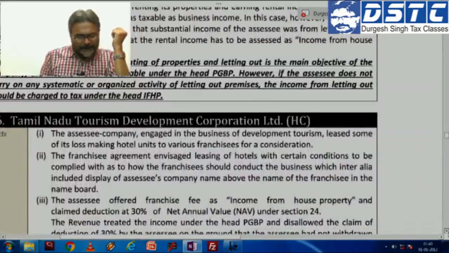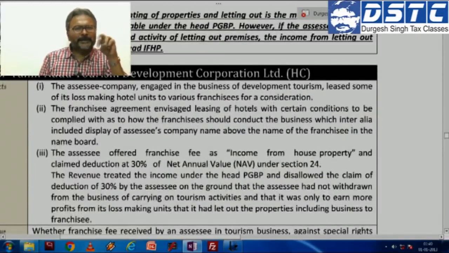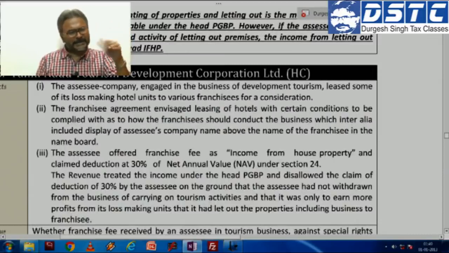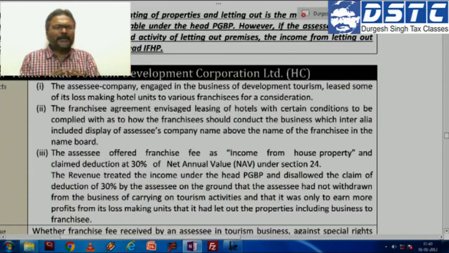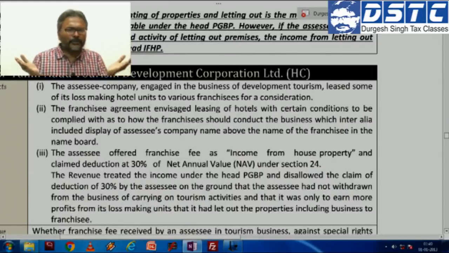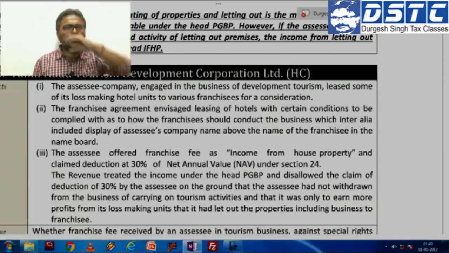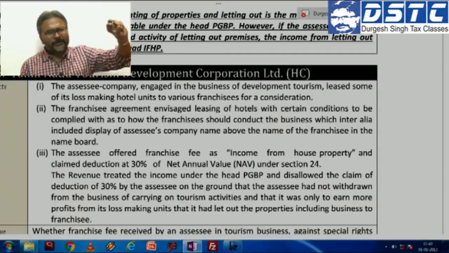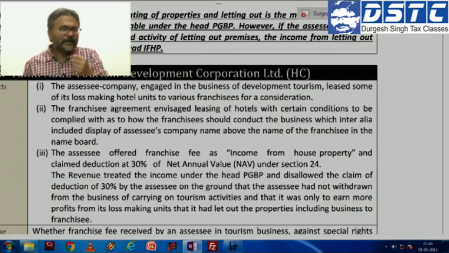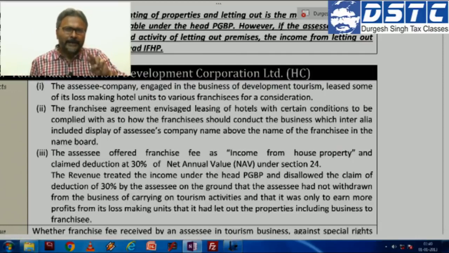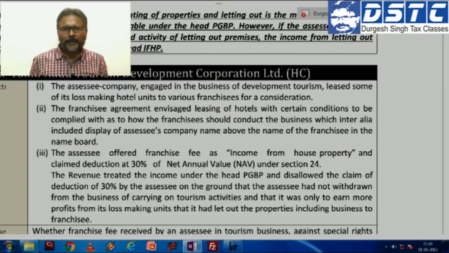Now students, Tamil Nadu Tourism Development Corporation, it's an easier one. I think this is very easy. Here it was about the terms of the contract. Primarily the TTDC, which is the Tamil Nadu Tourism Development Corporation, had resorts all across the state. Some of the resorts were loss making. Accordingly, it invited the franchisees, the local players, who could carry on the resort business in that particular property.